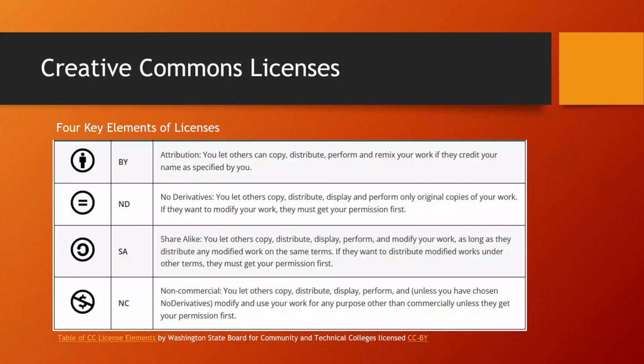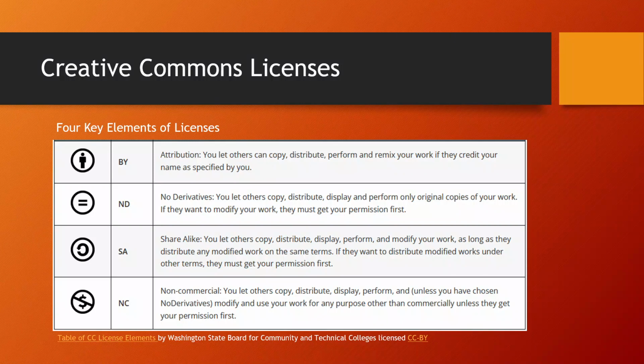So I want to dig into the licenses a little bit more to understand what a Creative Commons license is composed of and how you understand what permissions it grants or does not grant. Every Creative Commons license is built on a foundation of 4 possible elements. These elements are shown here: attribution, no derivatives, share alike, and non-commercial.